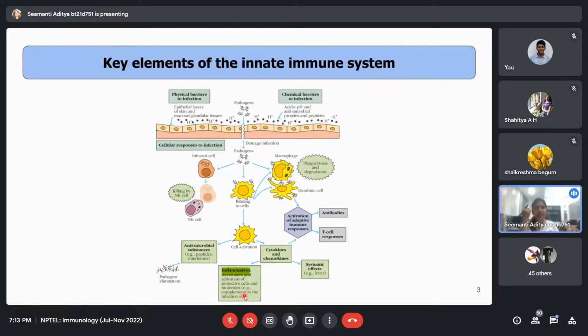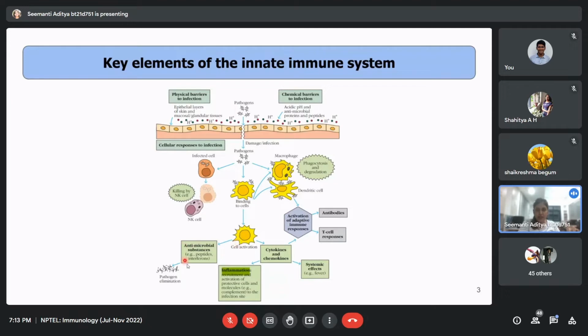In later slides, or in later weeks' lectures, we will see how complement proteins are activated, and how they provide important immune responses to eliminate the pathogen entering the body. This is also a part of the innate immune response. So the complement system, macrophages, dendritic cells, cytokines, chemokines, etc. are all part of innate immune responses.